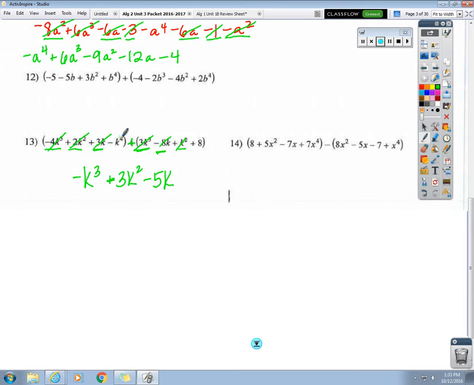Negative k to the 4th, that's the only term up there that's to the 4th power, and that's the highest degree, so it will come in the front. And then the only constant up there is this positive a, and constants always go at the end. Okay, go ahead and turn to the next page.